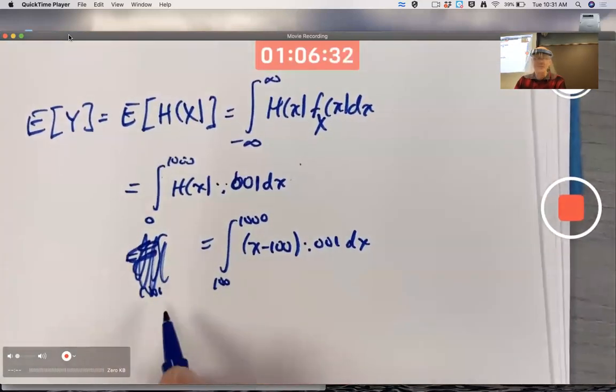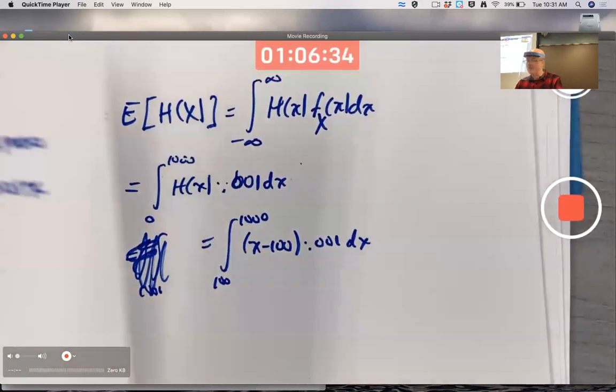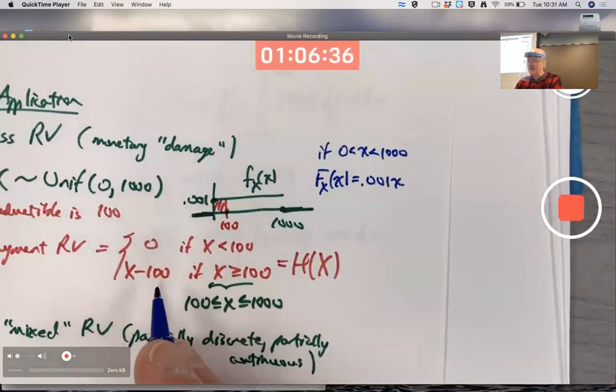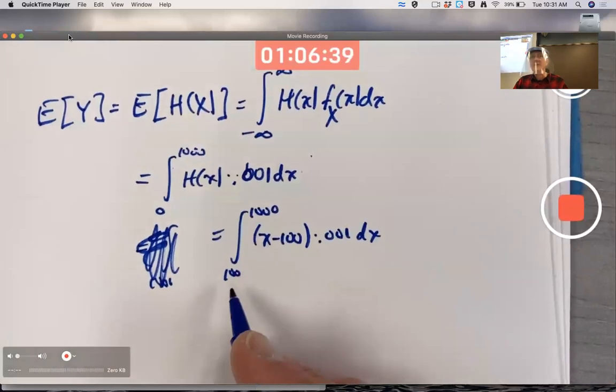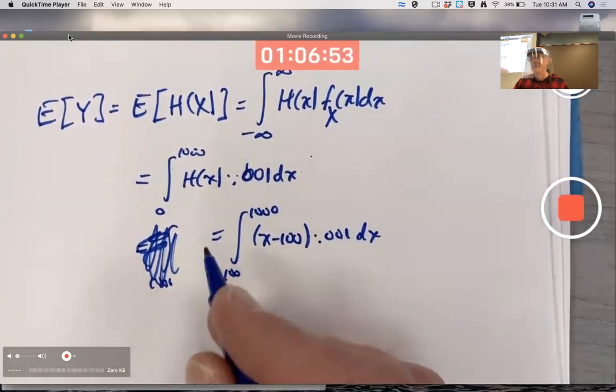The x minus 100 comes from the piecewise formula right there. The fact that I can start the integral at 100 is because of the fact that h of x equals 0 when x is less than 100. So the integral from 0 to 100 is 0. Does that make sense? I mean, I could have written an integral from 0 to 100, but it would have been 0.